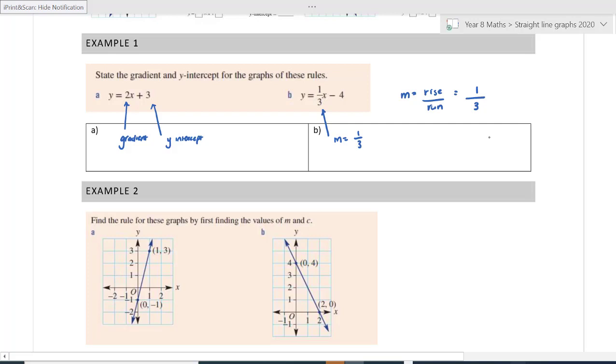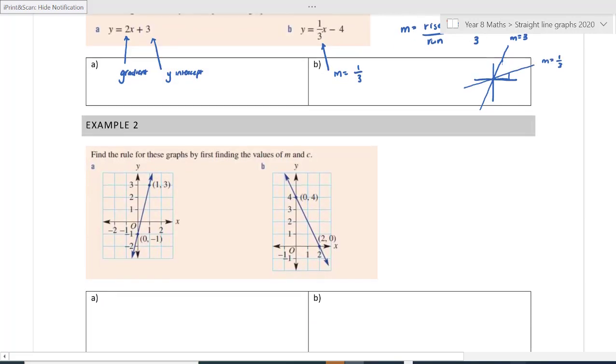What does a 1/3 gradient mean? Well, if I had a gradient of 3, it would go across 1 and up 3. If I had a gradient of a third, it goes across 3 and up 1. So it's obviously not going to be as steep. This might have a gradient of 1/3, and a gradient of 3, across 1 up 3, might go something like that. It's much steeper. It's still positive, still going from left to right, working its way up. But as you can see, the higher the gradient is, the steeper it is.